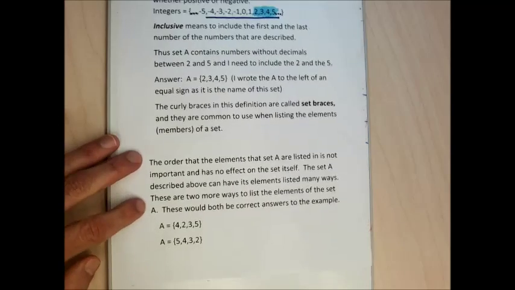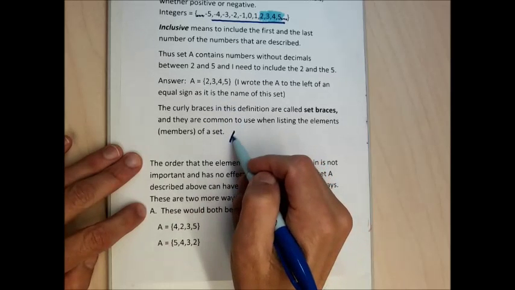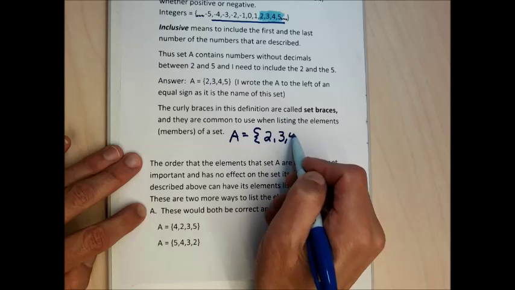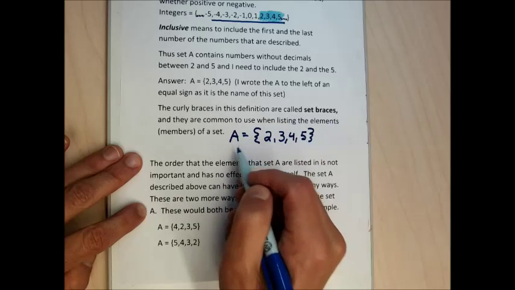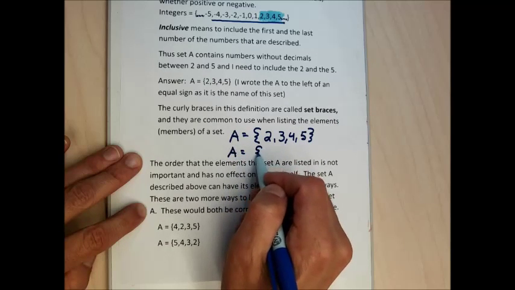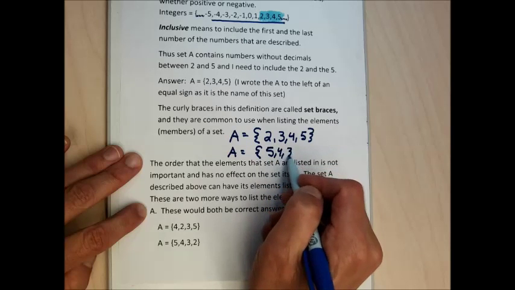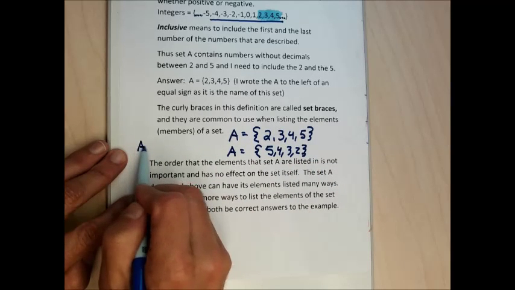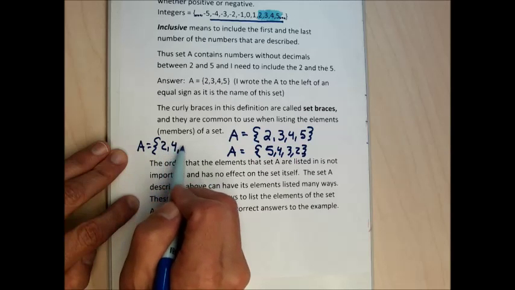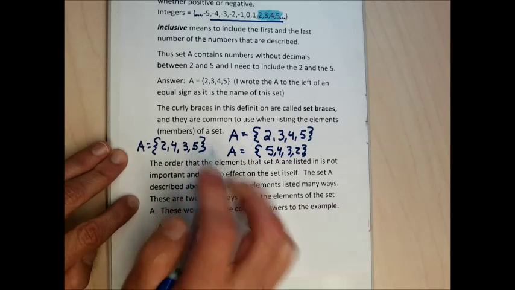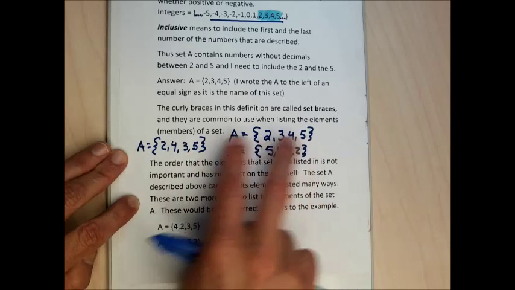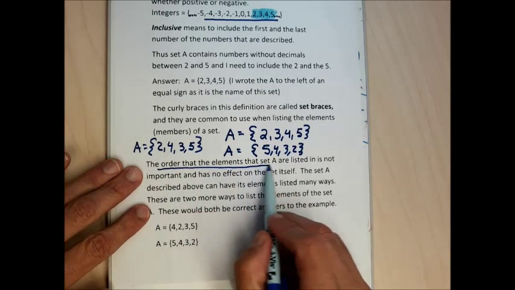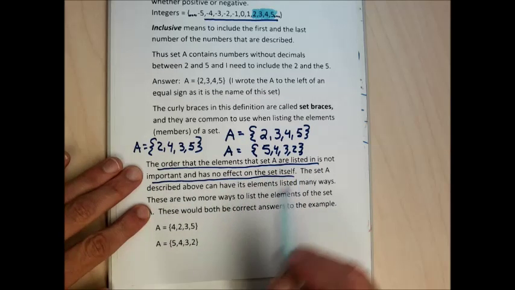One thing I didn't mention: when I wrote set A down, I instinctively wrote it with the numbers going from smallest to largest. It turns out that it would have been equally okay if I wrote the numbers from biggest to smallest. Or I could have written the numbers in some odd order. As long as the set had the elements 2, 3, 4, and 5, the order that I wrote the elements in isn't important. And that's what this says here. The order that the elements of the set A are listed in is not important. It has no effect on the set itself.